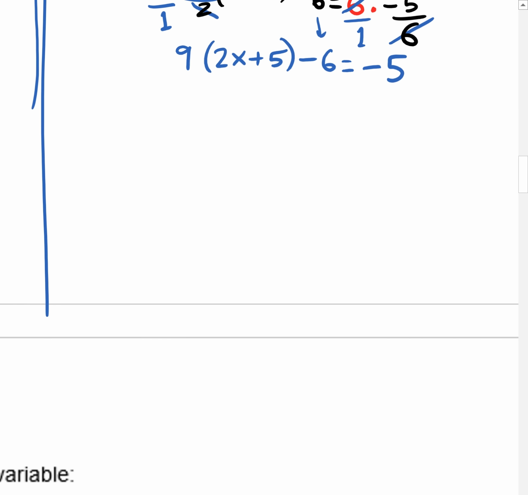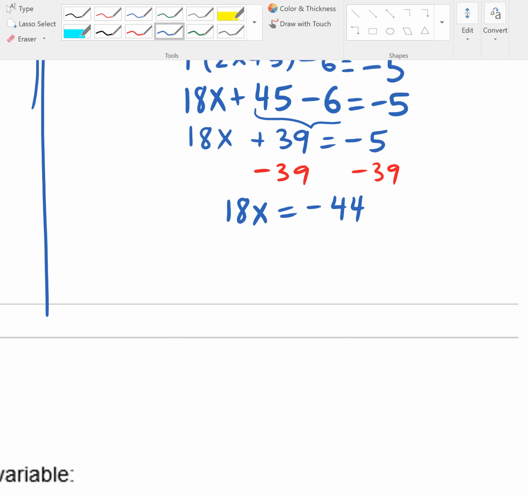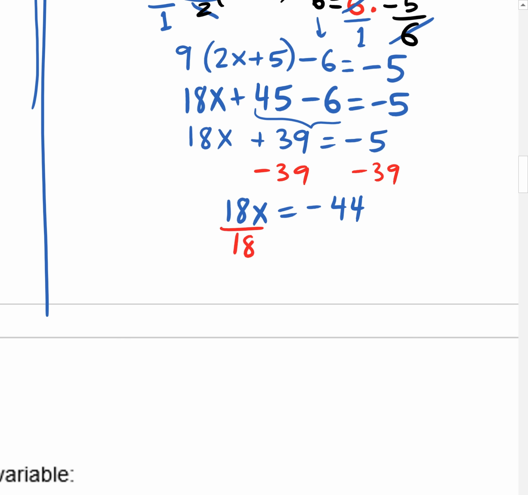All right, first I'll distribute the 9 though. It'll be 18x plus 45, and then the minus 6 that was already there. If I combine these like terms, 45 minus 6 is 39. All right, if I isolate x, I'm going to have to subtract the 39 first. That'll leave me with 18x equals negative 44. All right, now I almost have it. I just need to divide by 18 and I'll be all done.